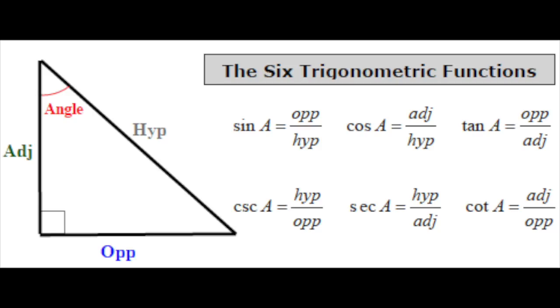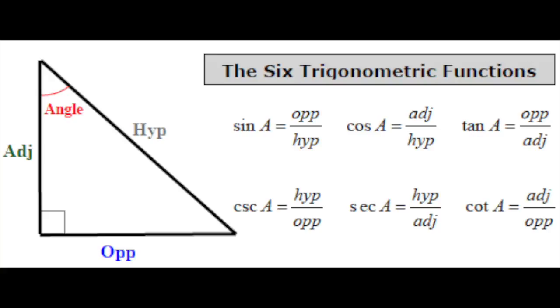The three main functions of trigonometry are sine, cosine, and tangent, which are helpful to determine the ratio of sides in a right triangle. Sine is the division of the opposite side and the hypotenuse. The cosine is the division of the adjacent side with the hypotenuse, and the tangent is the division of the opposite side and the adjacent.